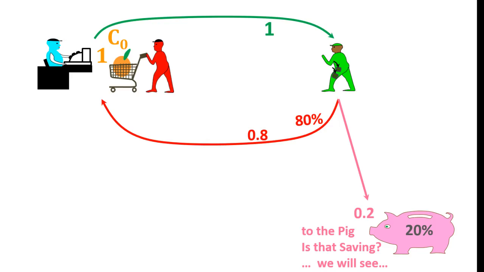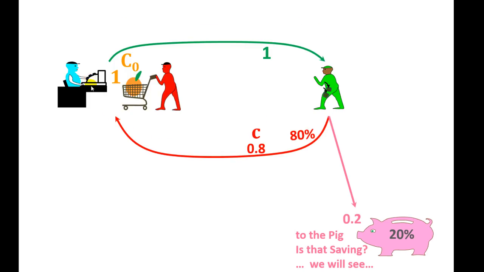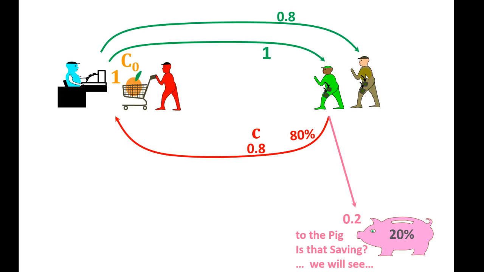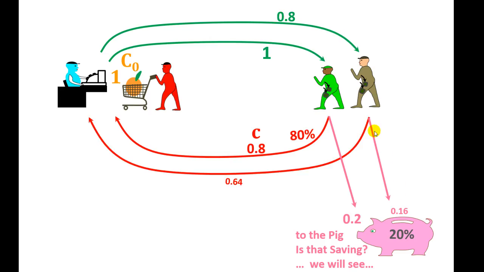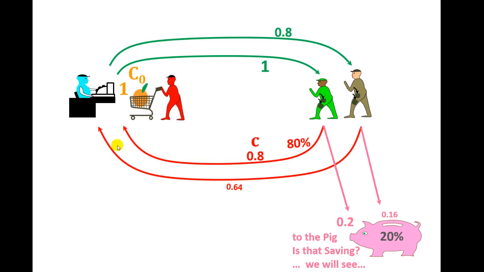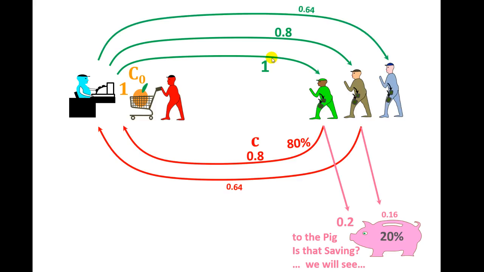And we are going to denote this quantity with the letter C. So this guy buys something for 80 cents, and this money passes through the cashier and ends up in the pocket of somebody else. And now 20% of these 80 cents go to the pig, and the remaining 80% goes to consumption, and this money gets into the pocket of somebody, and so on.